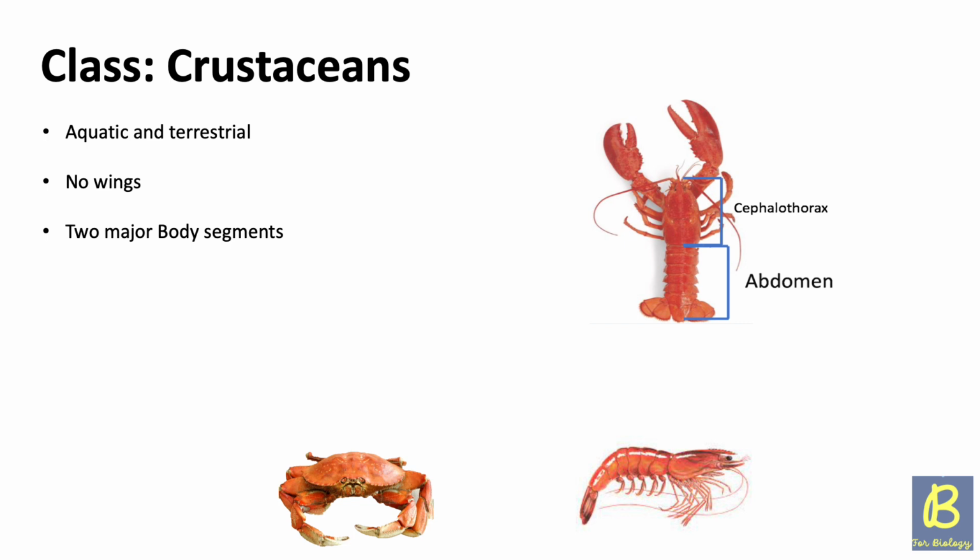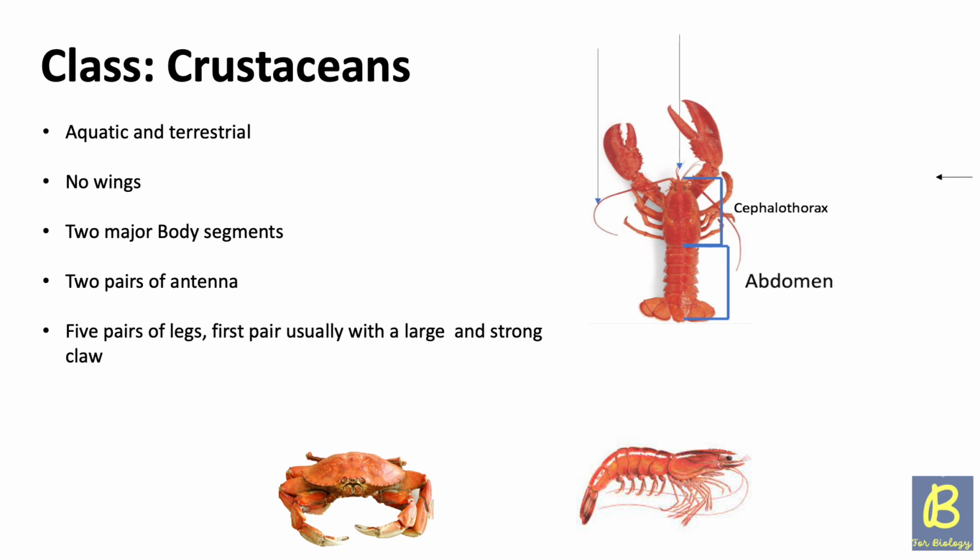Appendages such as legs and antennae, they are directly attached to the cephalothorax. Crustaceans have two pairs of antennae. Most of them have 5 pairs of legs. The first pair is usually with a large and strong claw. The outer skeleton is made up of calcium carbonate.